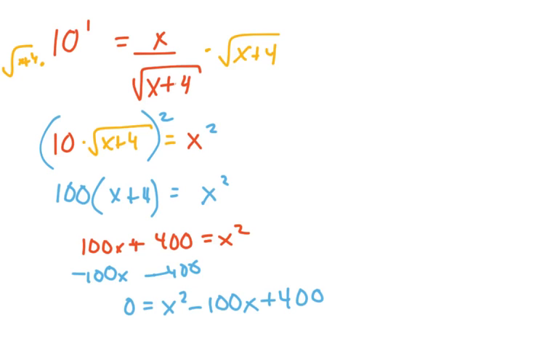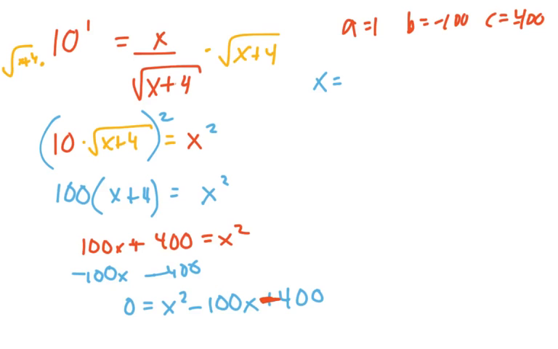Alright, I do not believe that there is a multiple of 400 that then adds to be negative 100, so we're just going to use the quadratic equation again. Our a value is going to be 1, our b value is negative 100, and our c value is negative 400. I lost my negative there.